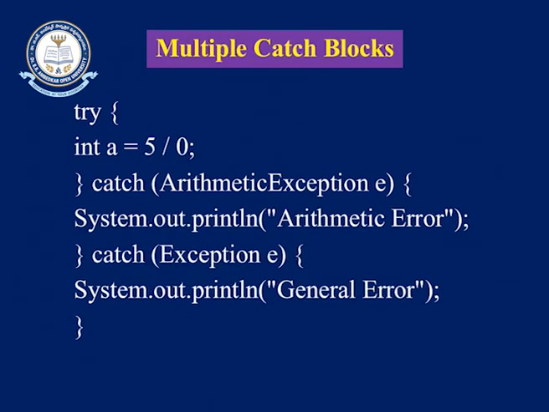Next is multiple catch blocks. What is meant by multiple catch blocks? We can mention multiple catches after a try block. So this is the example program for that. Try int a = 5 / 0. Any number cannot be divided by 0. Then catch ArithmeticException. After System.out.println I mentioned one more catch, Exception e, where I am printing a general error. Like this you can mention any number of catches under one try block.